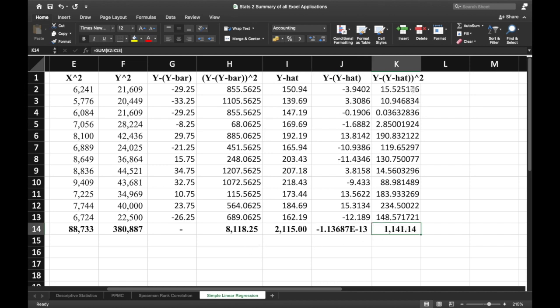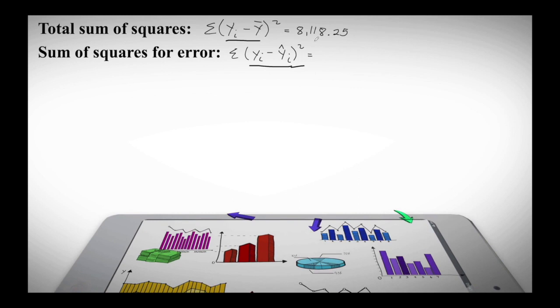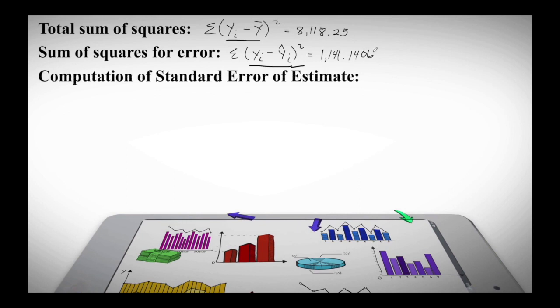Ito, nung ginawa natin, copy-paste for the summation of y minus y hat raised to 2, that is equivalent to 1,141 point. Gawin natin na 4 decimal para pag sinulat natin sa PowerPoint. Almost complete. 1,141.1406. That is the value of sum of squares for error. So let's have it here, 1,141.1406. Okay? So next na kailangan natin gawin is the computation for standard error of estimate.